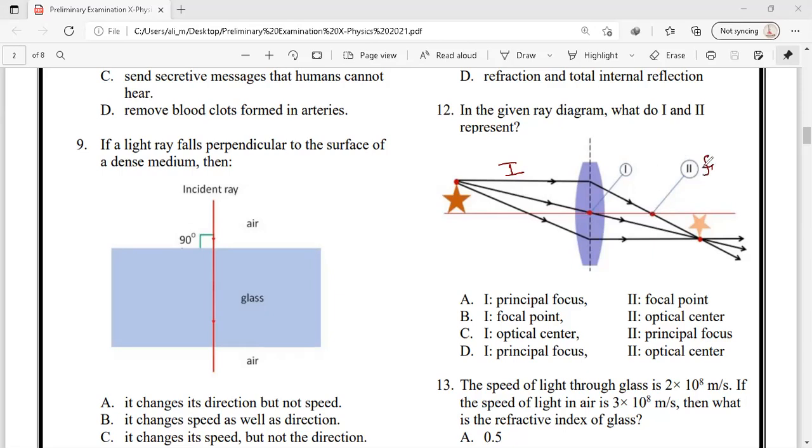So this point through which the first incident ray is passing is our focus. Similarly, if we look at the second incident ray I2, it strikes a point and passes straight through it. We know this point is known as the optical center. So one is the optical center, while the second is the principal focus. So option C is the correct answer.